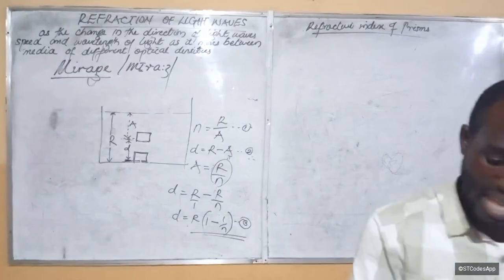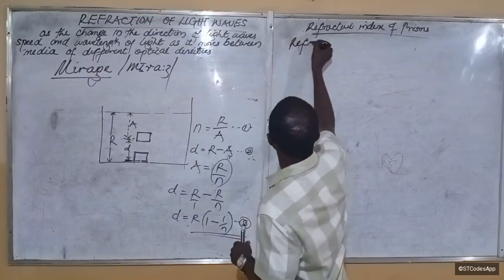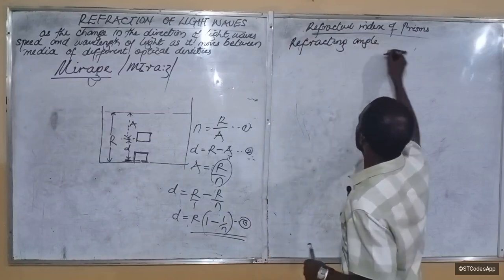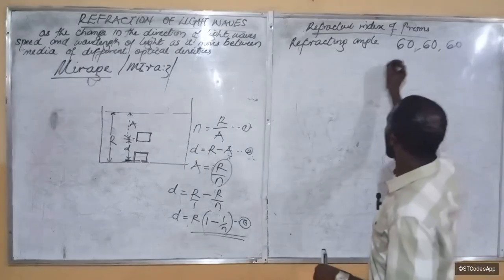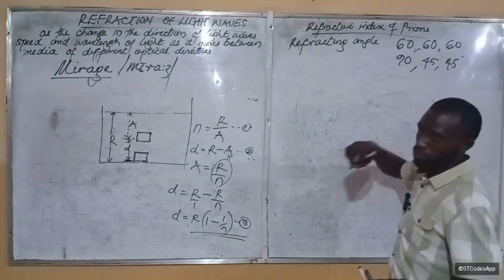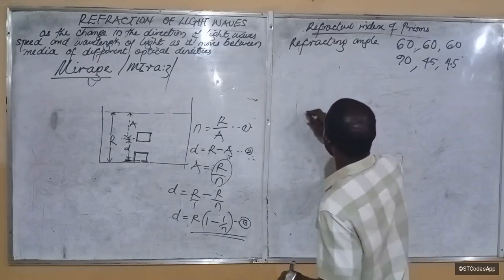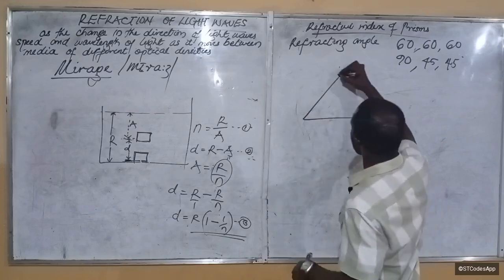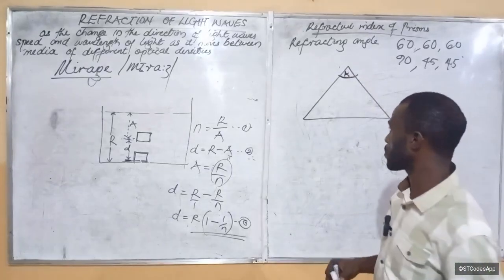They are designed in such a way that they have what is called a refracting angle. So most of these prisms are designed to have a 60 by 60 by 60 degrees triangle, or some have a 90 by 45 degrees triangle. I'm going to be using one that is an equilateral triangle, having 60 by 60 by 60. So this place is called the refracting angle A. Is that clear? It's called the refracting angle.